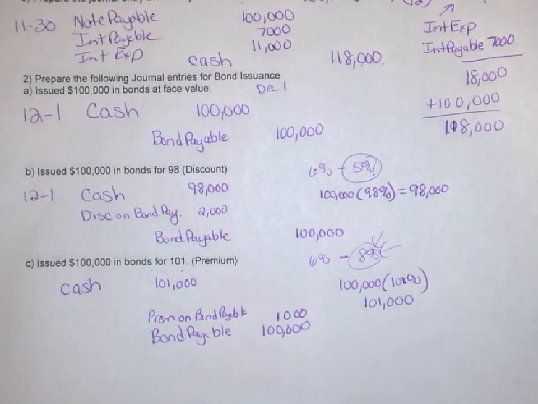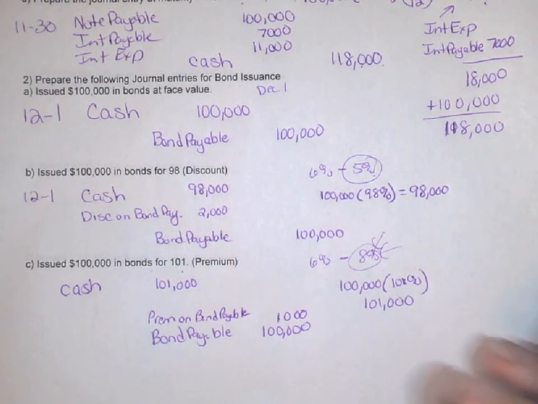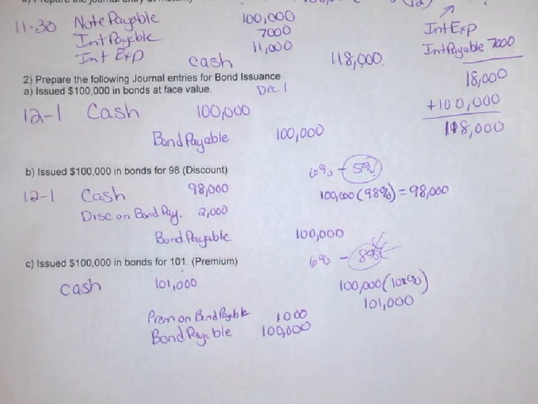And so that pretty much finishes up all of these journal entries that we have for our long-term liabilities. And these are the entries that you are going to be responsible for.